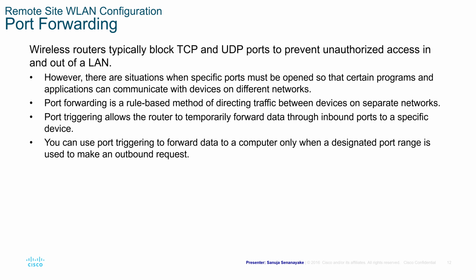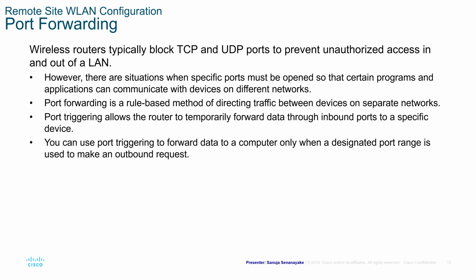Port forwarding. Wireless routers typically block TCP and UDP ports to prevent unauthorized access in and out of a LAN. So it is a security feature that is typically built into most wireless routers. However, there are situations when specific ports must be open so that certain programs and applications can communicate with devices on different networks. Port forwarding is a rule-based method of directing traffic between devices on separate networks.